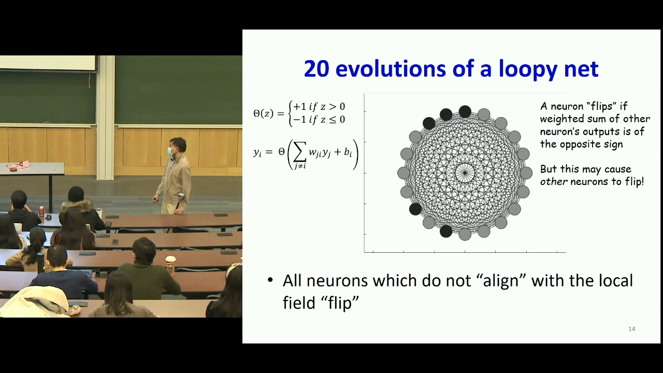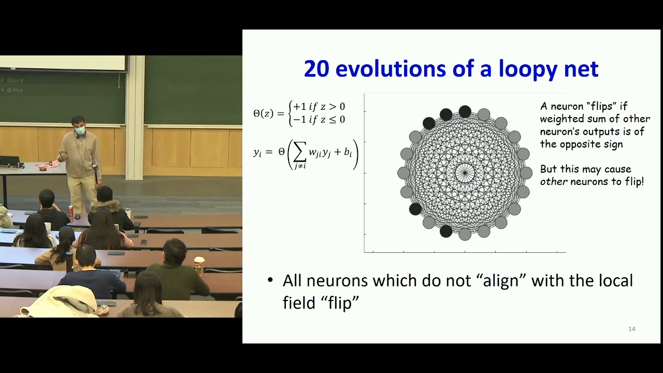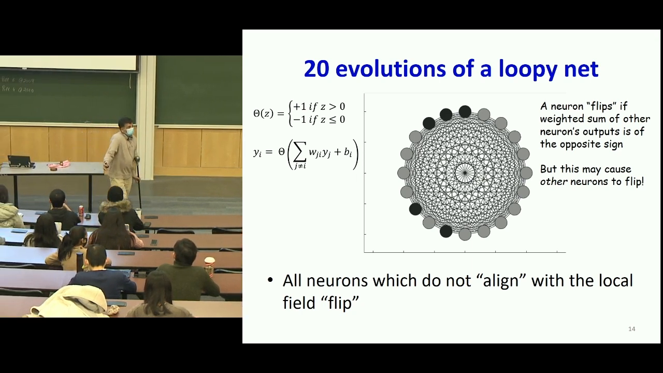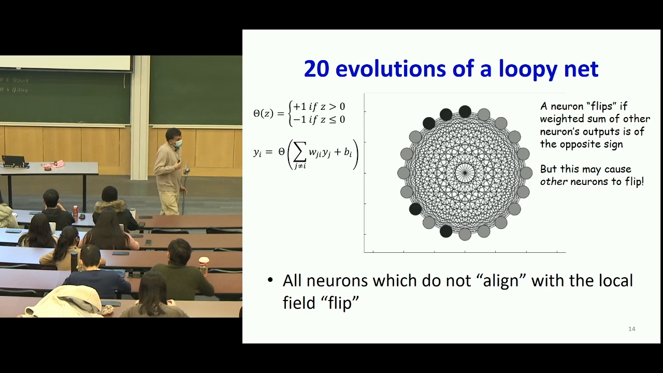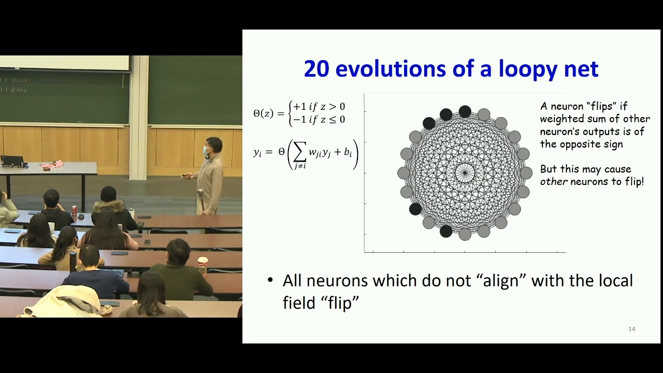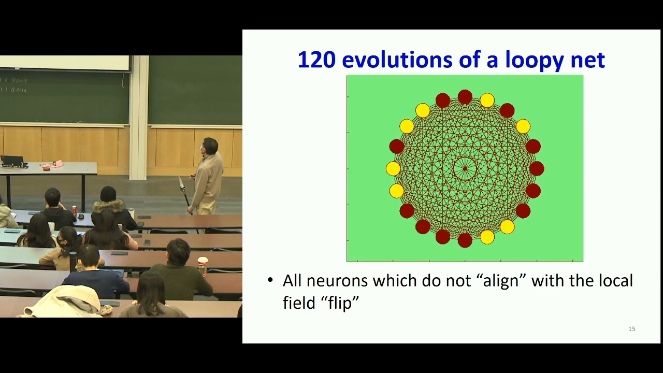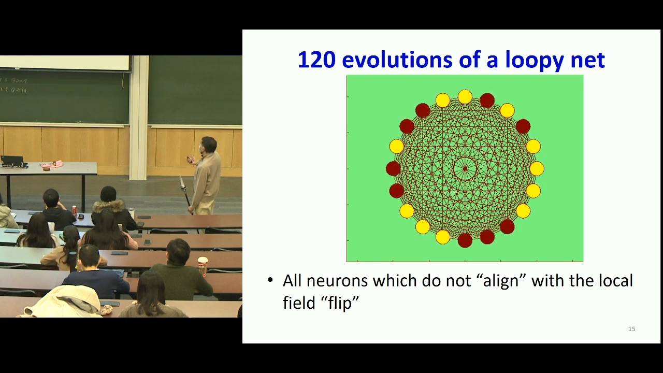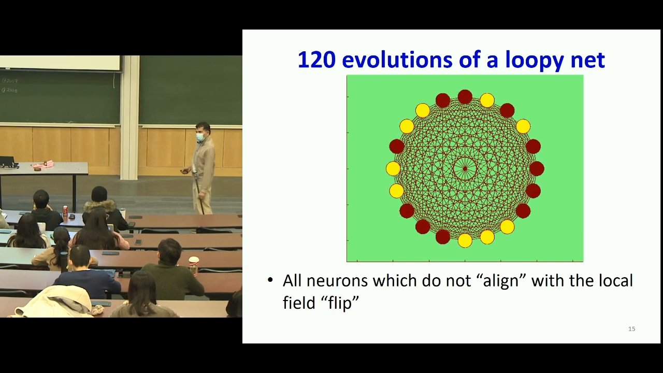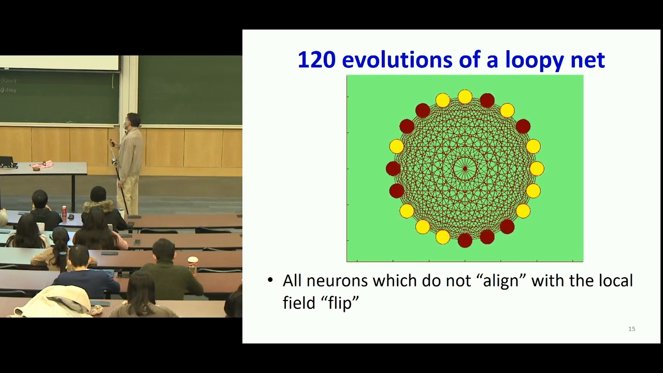You've got a collection of weights, and each neuron is influencing the field at some other locations. Some of these neurons will flip because their sign doesn't match the field. But when they flip, they're going to change the field to cause other neurons to flip, and this whole thing is going to continue. So this was 120 evolutions of a loopy network, a little simulation, and you can see these things flashing around. It's kind of pretty, right?